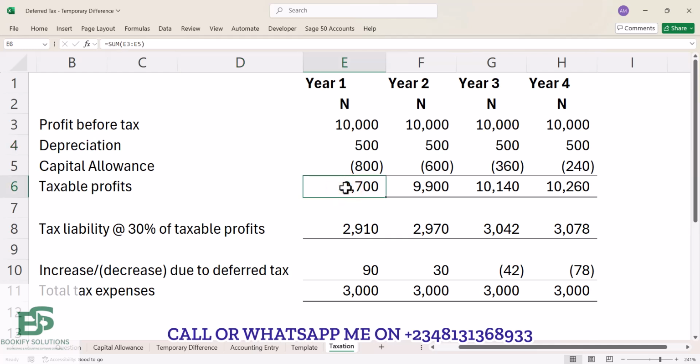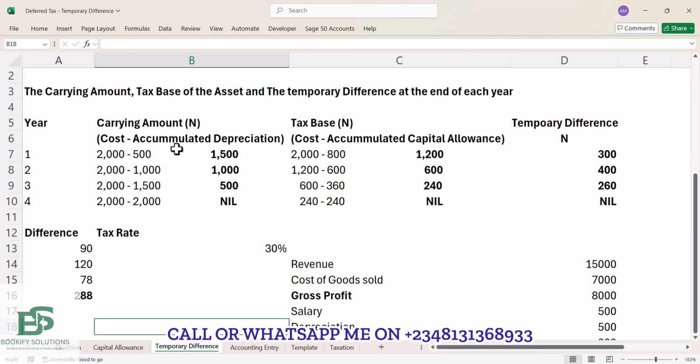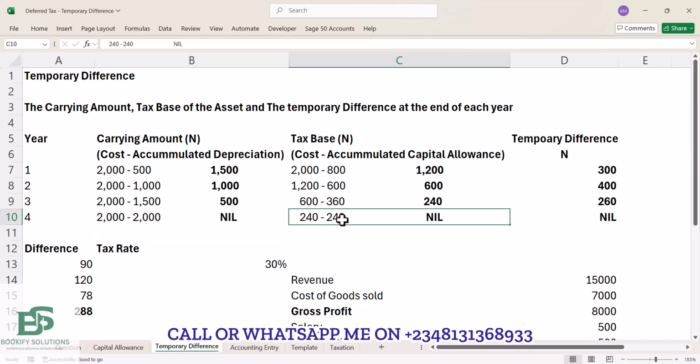Now this one we want to tax. Then we consider 30% of all these ones. Now it gives us 2,910, up to when it gives us 3,078 naira for year 4. Now based on the increase and the decrease, what we will do? Remember that the first one is at 90. Same here. We'll get 90, we'll get 30, but here now a decrease of 42 and here a decrease of 78. But here now plus, based on how our 500 we did here, they are above, they are below: 800, 500 here they are below; 600, but here 500 they are above; 360, 500 here they are above; 240.